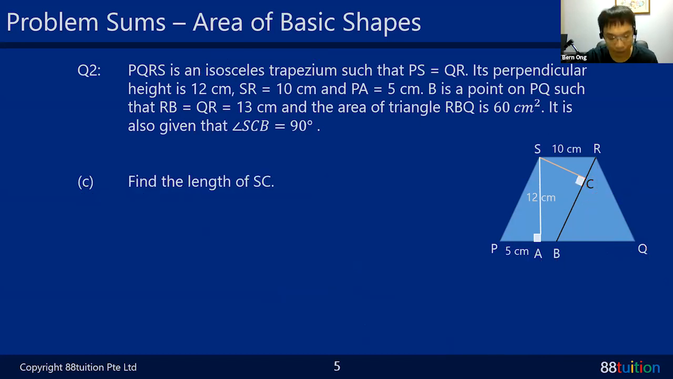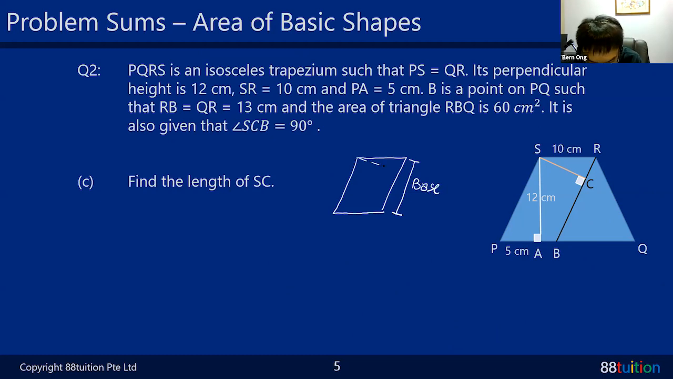What's next? Find the length of SC. Where's SC? SC is this beige line down here. SC, now it's white color. How to find SC? PBRS is a parallelogram. We're still talking about the parallelogram. If I call this my base, is it true that my SC, right down here, is the perpendicular height? Oh yeah, can you see? This SC.